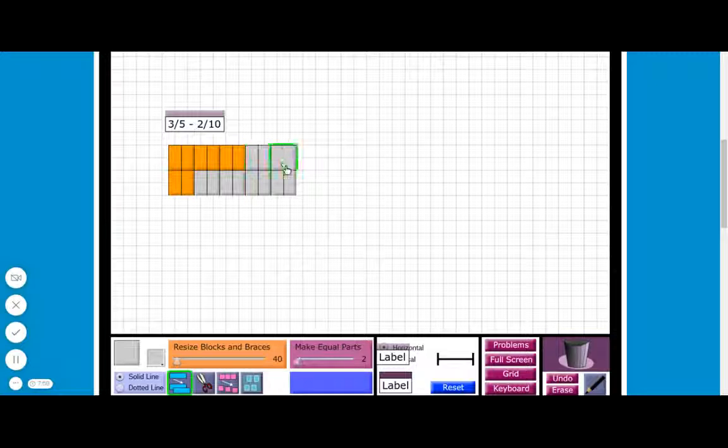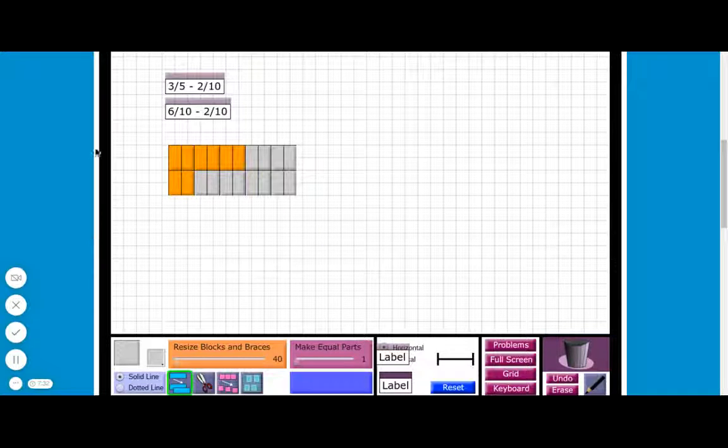And now you can see that I have 10 equal parts on top here: 1, 2, 3, 4, 5, 6, 7, 8, 9, 10. And I have 1, 2, 3, 4, 5, 6 shaded in. So I now have 6/10. So the equivalent fraction for 3/5 is now 6/10. So my problem now becomes 6/10 minus 2/10.